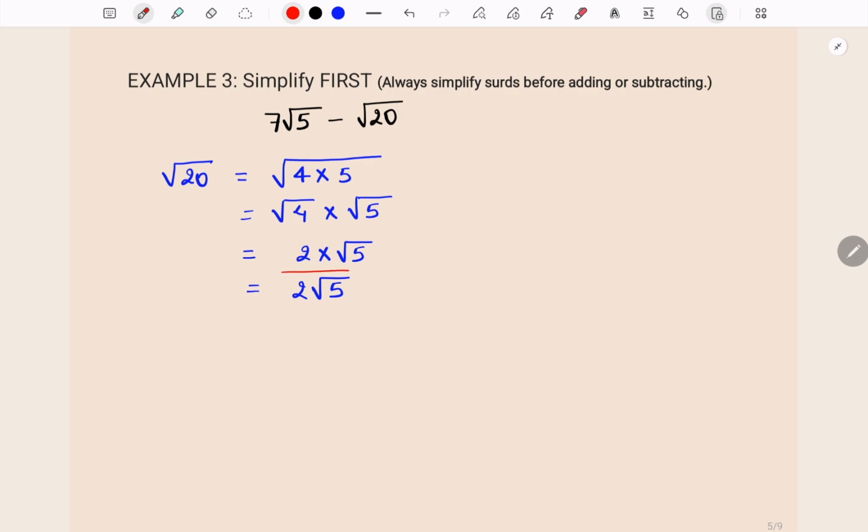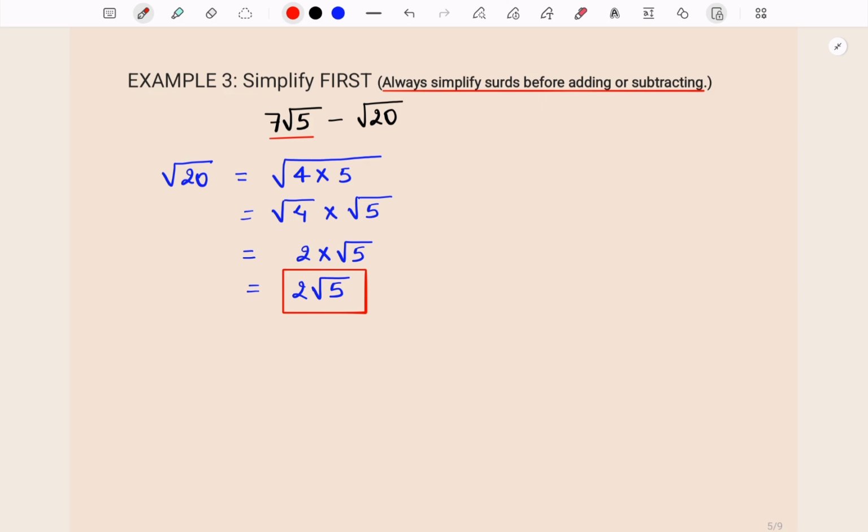Now 2 root 5 and this 7 root 5, these are like terms. So we can subtract or add them together. But when we saw the question for the first time, it looked like root 5 and root 20 are not like terms. That is why always simplify surds before adding or subtracting. This is very important, very vital.